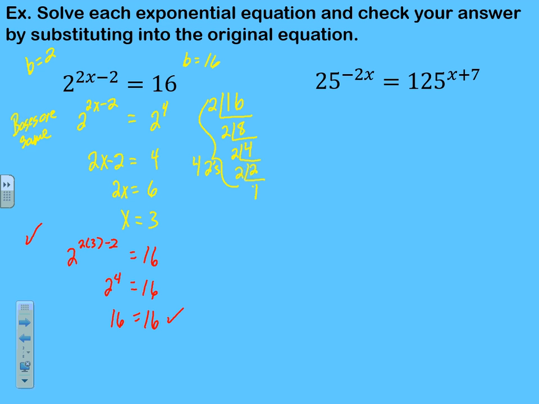So let's look at the problem on the right. So here I have a base of 25, and on the right I have a base of 125. Neither of those numbers is a prime number. They can both be simplified further. I'm not saying that every time we try and simplify a base, we're going to simplify it to be a prime number, but those are a good number with which to try and work.